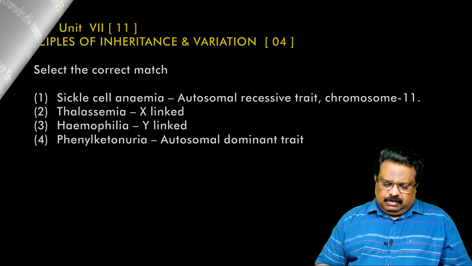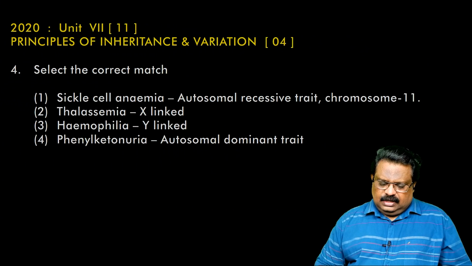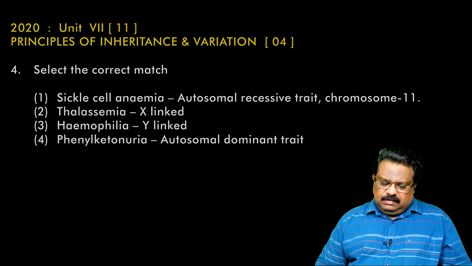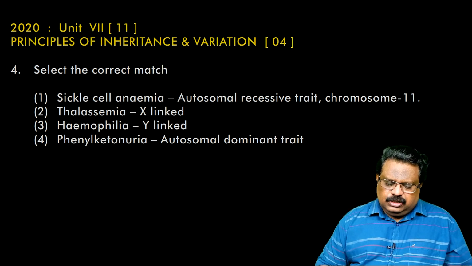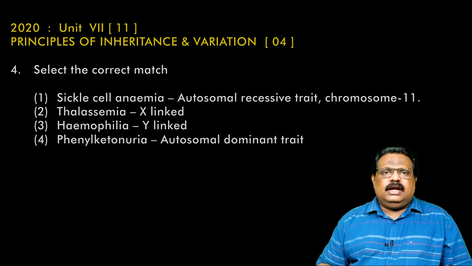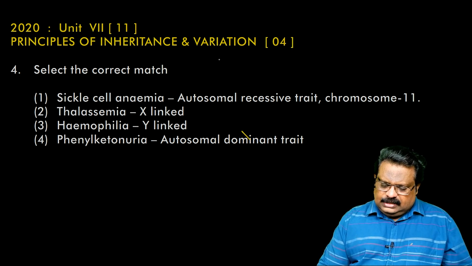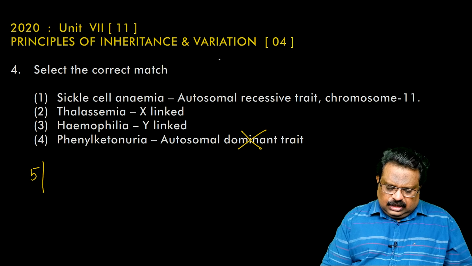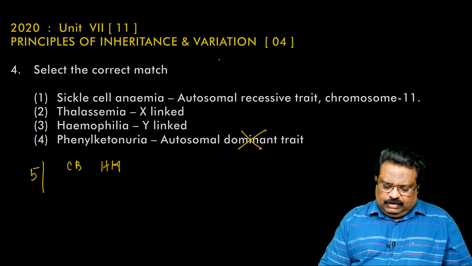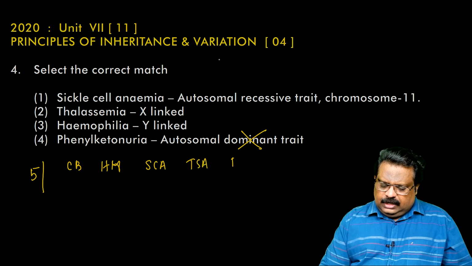Okay. Question number 4. Select the correct match. Sickle cell anemia, autosomal recessive trait, chromosome 11. Thalassemia, X-linked. Hemophilia, Y-linked. Phenylketonuria, autosomal dominant trait. So in this chapter of Principles of Inheritance and Variation, we are not studying any dominant diseases. We have studied 5 Mendelian disorders: color blindness, hemophilia, then sickle cell anemia, thalassemia, and phenylketonuria.